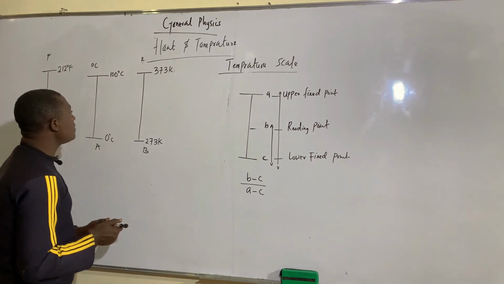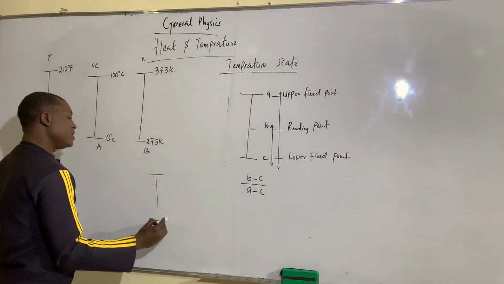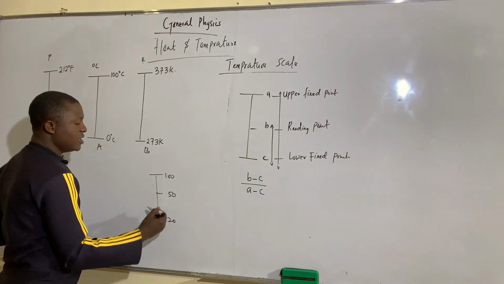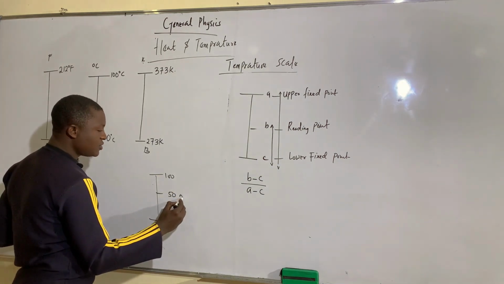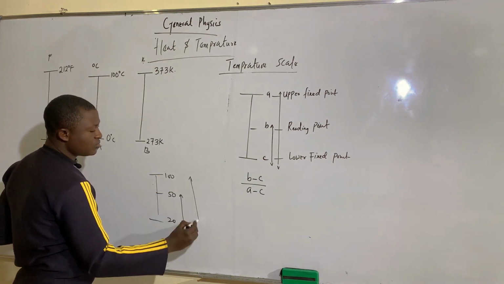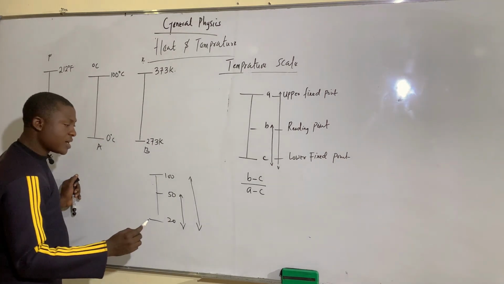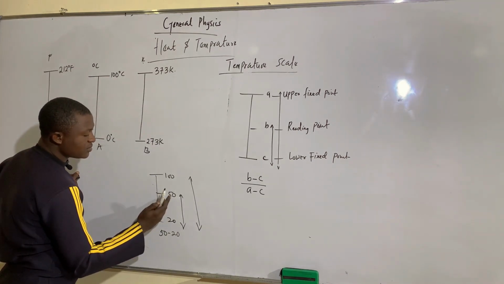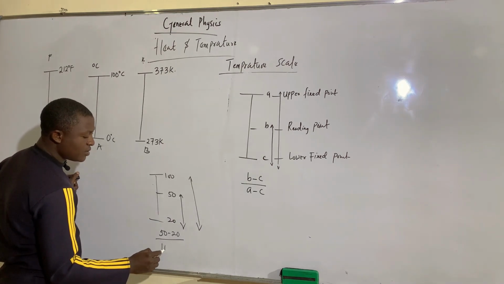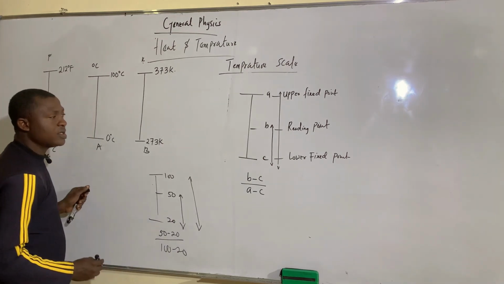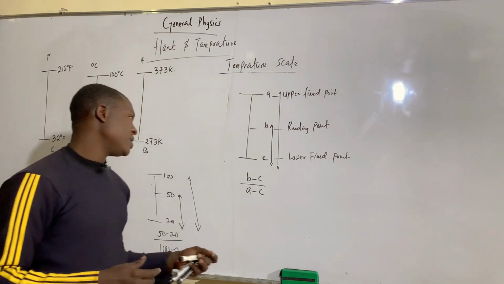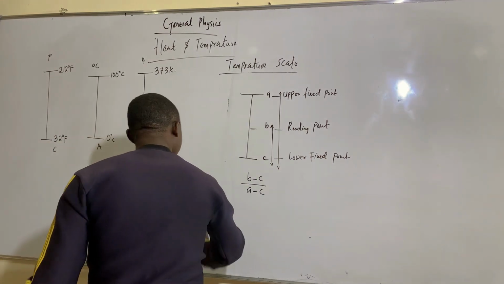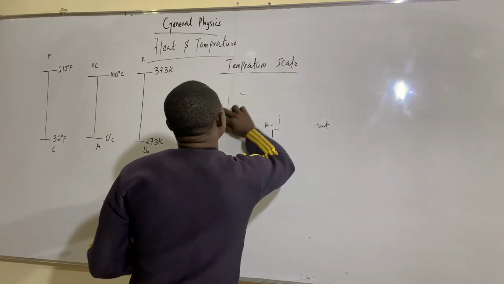So you can use it. Let's say I'm solving a problem. Let's say I have a scale like this. Maybe I have 100, let's say we have 50, let's say we have 20. If I want to use that approach, here I can have 50 minus 20 divided by 100 minus 20. Once you master the formulas, then you are free to go with this scale. Let's see some problems, and now we're going to solve them.